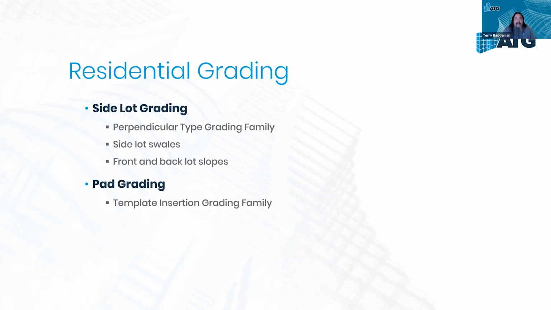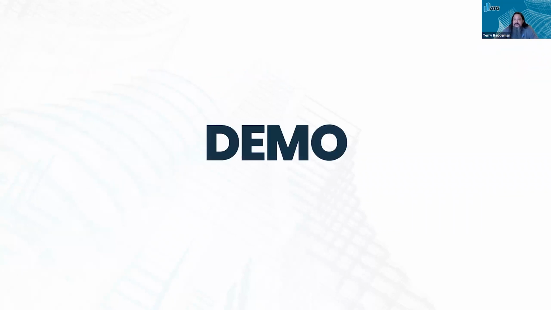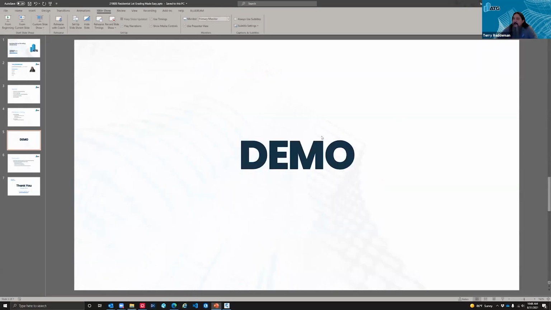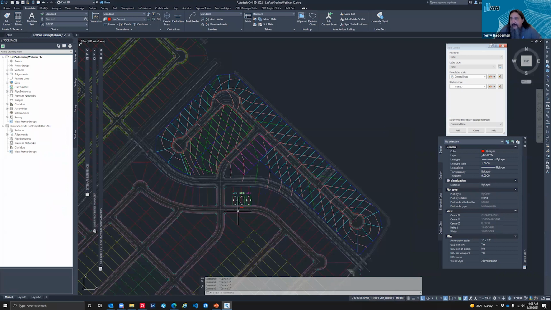And then we'll look at pad grading and using template insertion for our grading family. Basically, template insertion is a feature line polygon that represents our pad that we're going to use to push along our right-of-way or along our pad edge. So what we'll probably end up doing is doing one of these first manually, and then we'll go through and do some with AutoGrader.